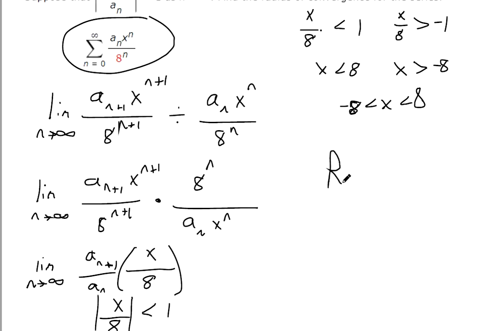So that means the radius of convergence is 8, because that's like a distance from one endpoint of the interval to the center, like a radius of a circle, you know. The distance from one endpoint on the outside of the circle to the center.